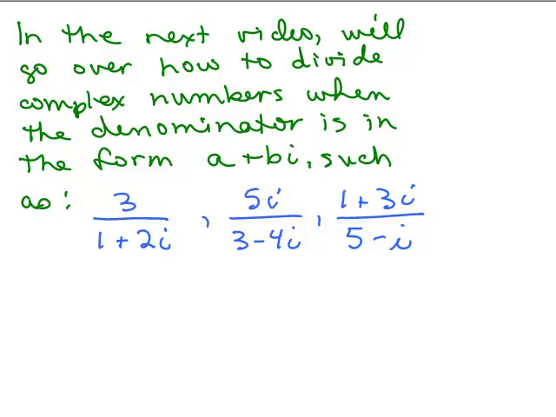In the next video, we'll go over how to divide complex numbers when the denominator is in the form a plus bi. So we'll be doing problems such as 3 over 1 plus 2i, or 5i over 3 minus 4i, or 1 plus 3i over 5 minus i. Problems like this, it will not work just to multiply the numerator and denominator by i. So we'll have to use another technique. That'll be in the next video.